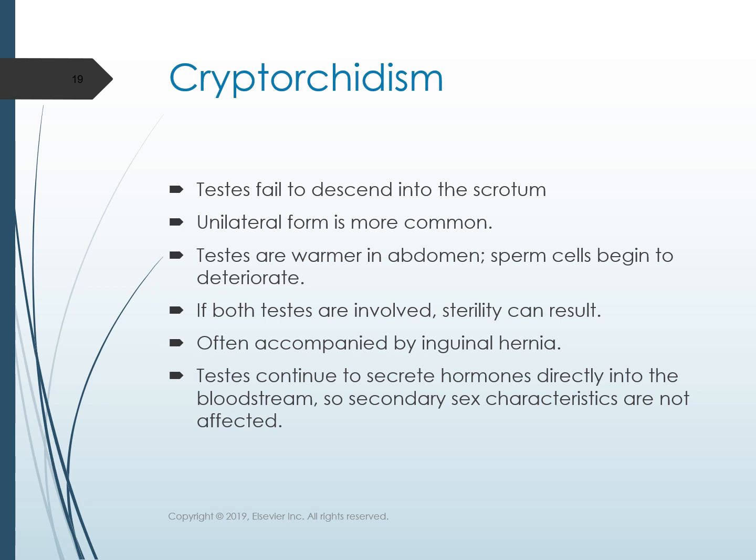The testes in cryptorchidism could remain in the abdomen or the inguinal canal. This condition is common in approximately 30% of low birth weight infants. When one or both testes fail to lower into the scrotum, the condition is called cryptorchidism. If both testes are affected, sterility will result. Acute scrotal pain could indicate a testicular torsion. This will necessitate immediate surgery to preserve testicular function.